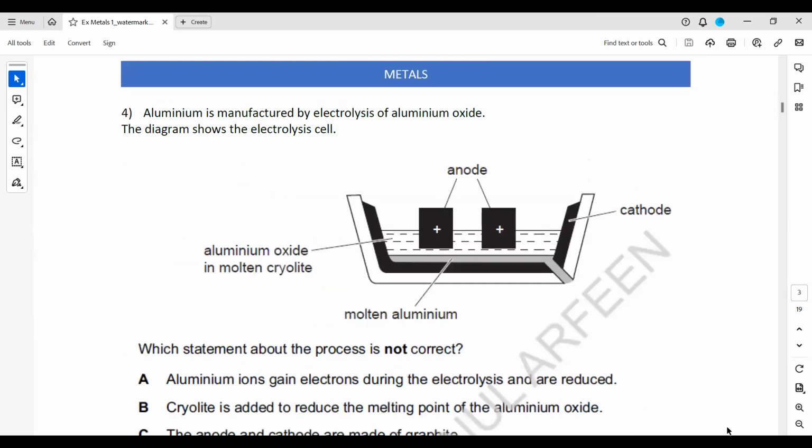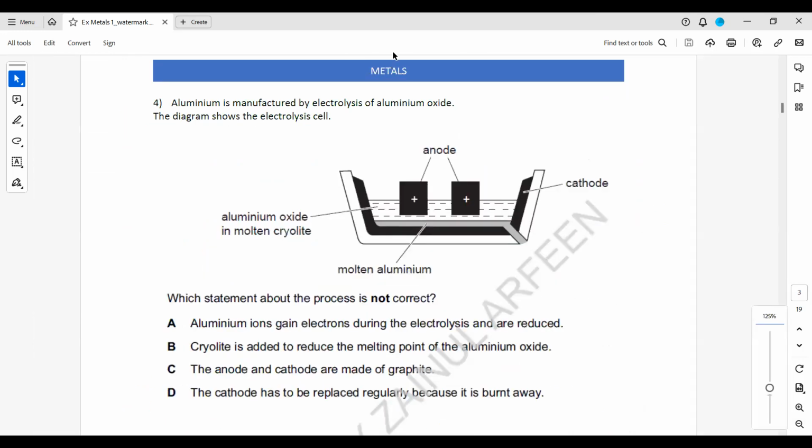This question is about the extraction of aluminium. The electrolysis of aluminium oxide, that is alumina, is done in molten cryolite. Which statement about the process is not correct? Aluminium ions gain electrons during electrolysis and are reduced.